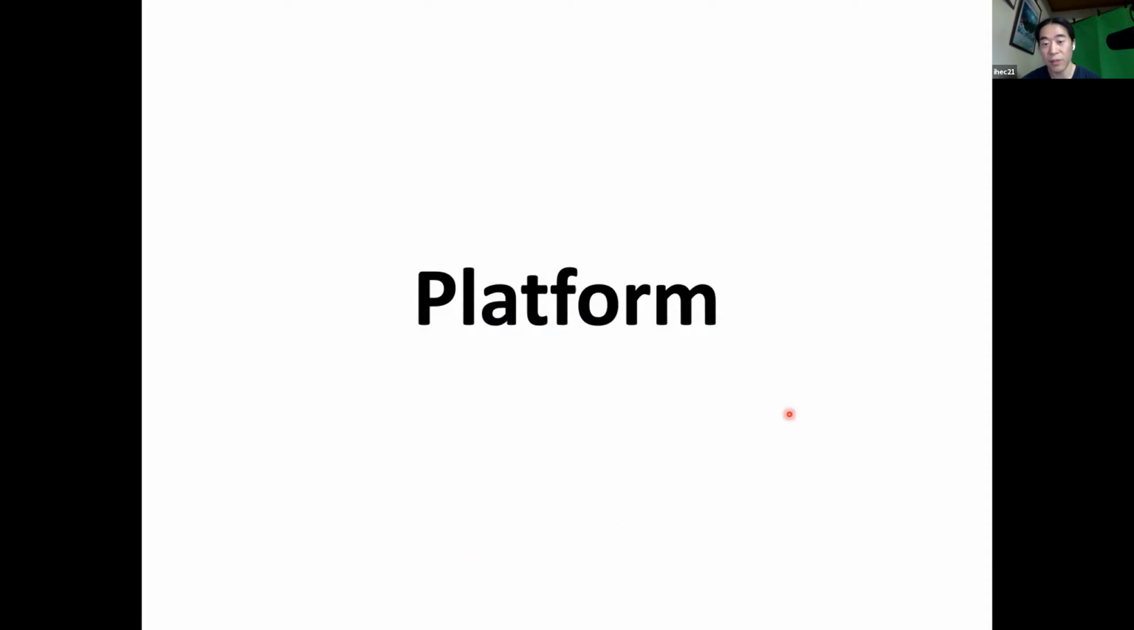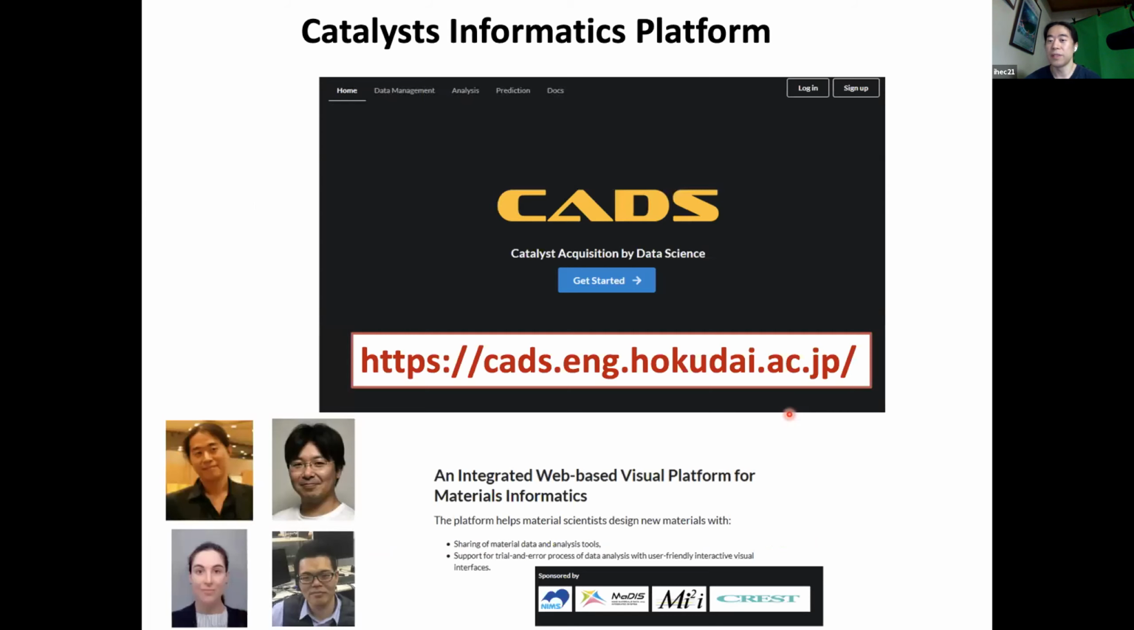So next, I'm going to talk about a platform that my group is developing, and then I will finish my talk today. The platform is a place where you can share data and do analysis, so anyone can upload their own data and do some data science analysis. Our group developed a platform called the Catalyst Informatics platform. It's called CATS, and it's already available and already published as a paper. It's free to use and anyone can use it. So if you have your own data, it might be helpful to use this type of platform.